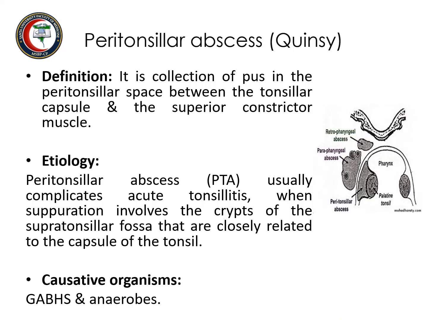The etiology is that peritonsillar abscess usually complicates acute tonsillitis when suppuration involves the crypts of the supratonsillar fossa, which are closely related to the capsule of the tonsil. Causative organisms: usually two organisms are incriminated in peritonsillar abscess, which are group A beta hemolytic streptococcal infection and anaerobic infection.